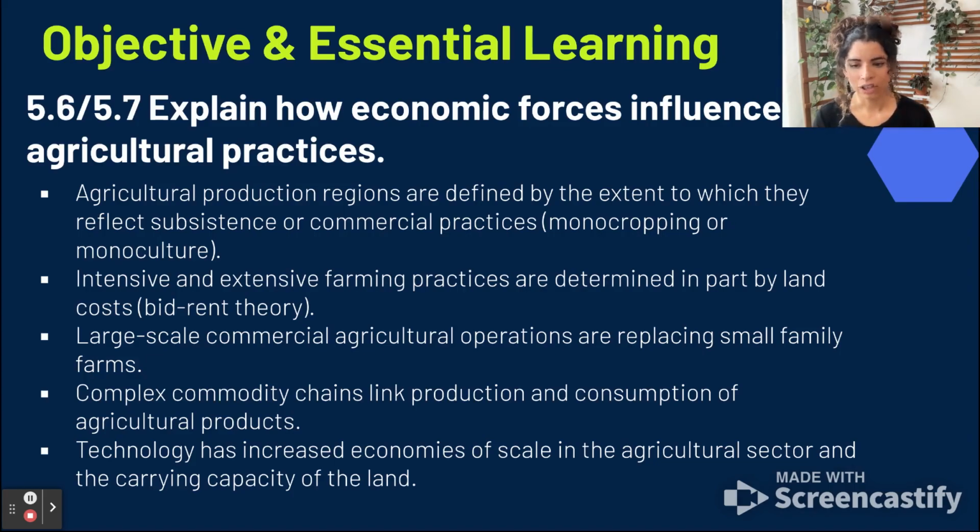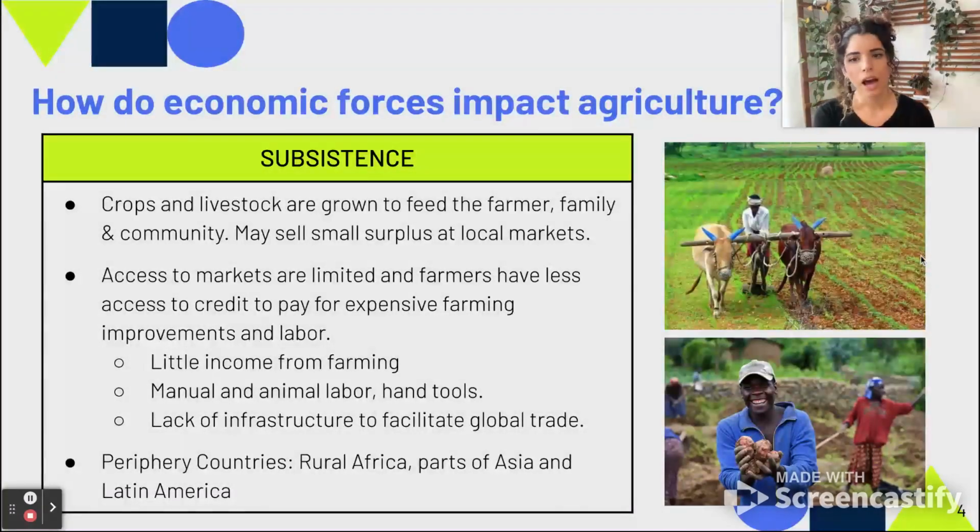And then finally, technology has increased economies of scale in the agricultural sector and carrying capacity of the land. So we're going to look at what that means for profits, and also how land is able to be more agriculturally productive. So, how do economic forces impact agriculture?